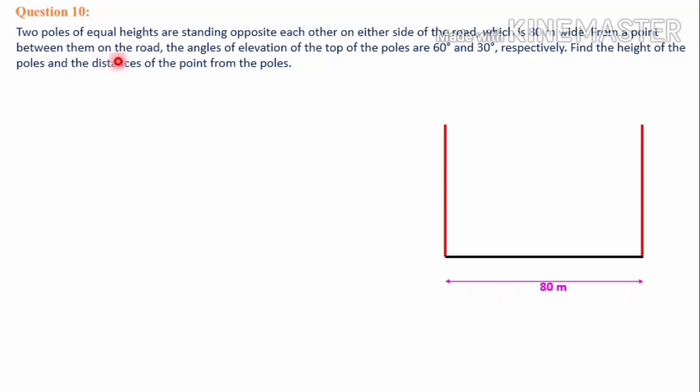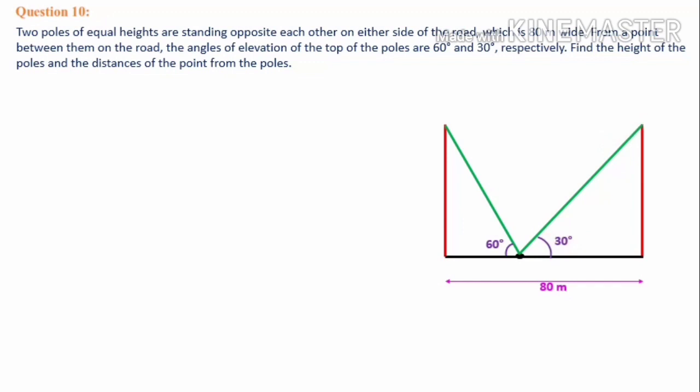From a point between them on the road, the angles of elevation of the tops of the poles are 60 degrees and 30 degrees. It means a person is standing in between on the road at a particular distance, and at that point he is looking at the top of the first pole, and he is looking at the top of the second pole also. The angles of elevation are given as 60 degrees and 30 degrees. The person is standing here and looking at this pole at an angle of 60 degrees, and the same person standing at the same point is looking at the top of the second pole at an angle of 30 degrees.